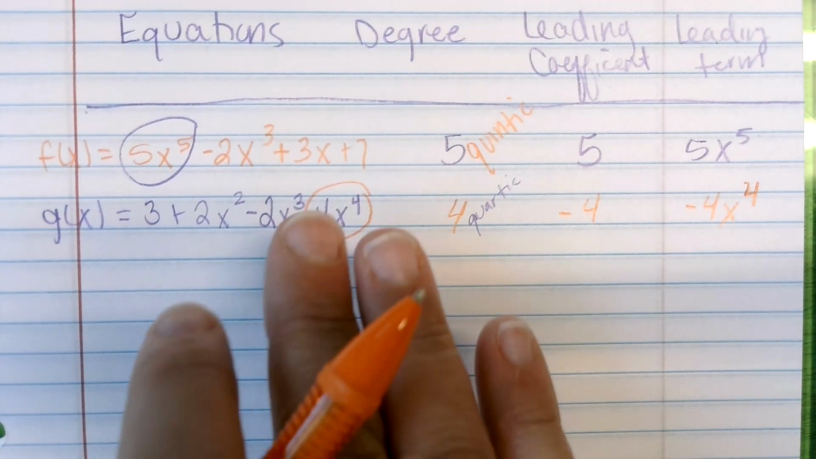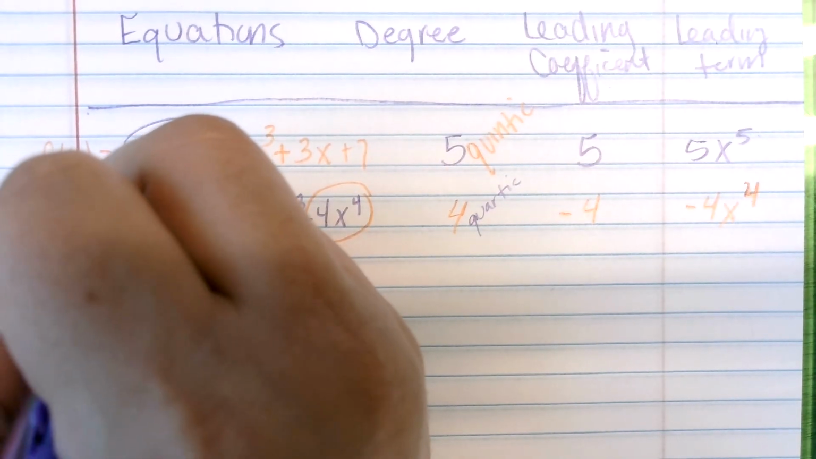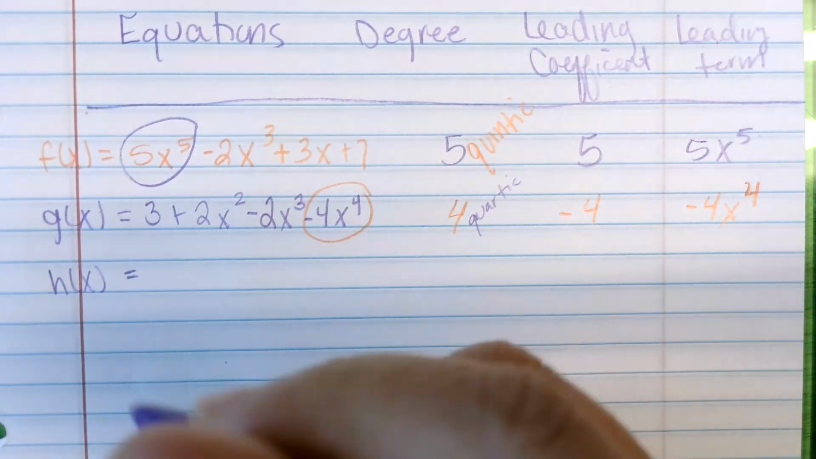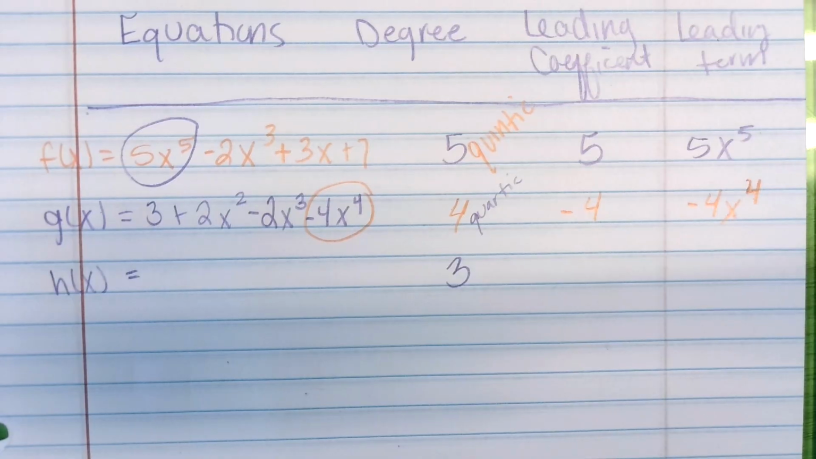So this is a 4th degree polynomial, or a quartic function. Okay, lastly, let's do a cubic function. So we should have a degree of 3. Let's see if I can do that for you.